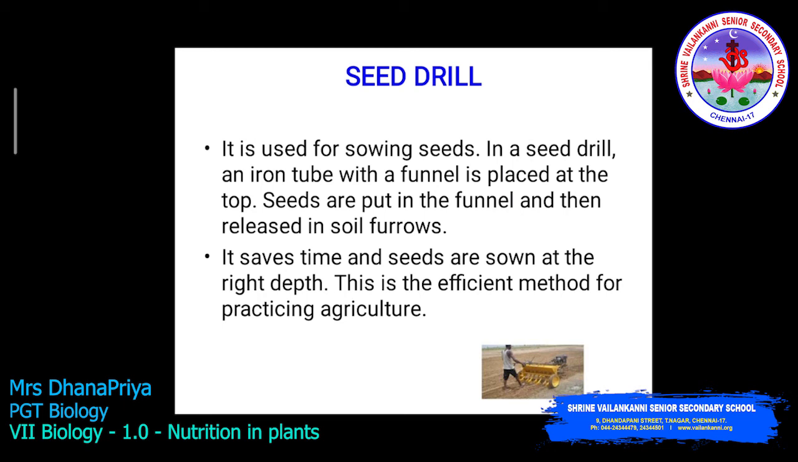When we sow seeds in the natural method, normally we have to dig the soil. So this instrument is used to sow the seeds, where a funnel-shaped iron tube is fixed at the top. You can put the seeds into the funnel, and then the seeds go into the soil furrows, and it saves time too. The seeds are also sown equally into the field. So this is an efficient method for practicing agriculture. These are the agricultural implements we use in agricultural fields.